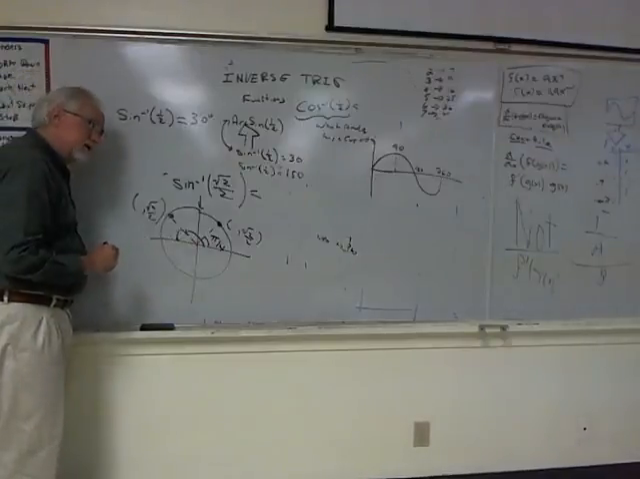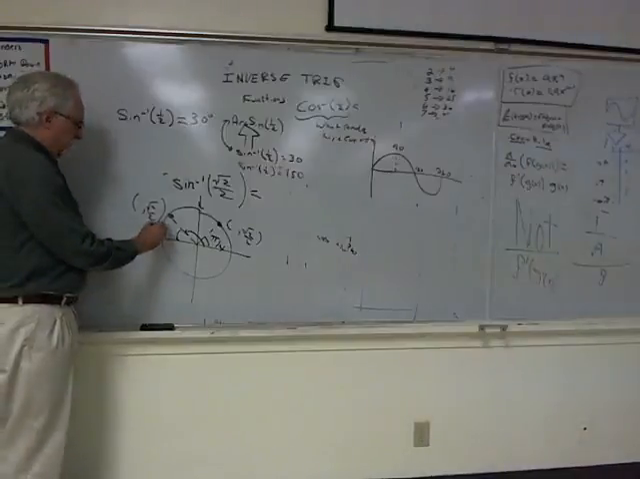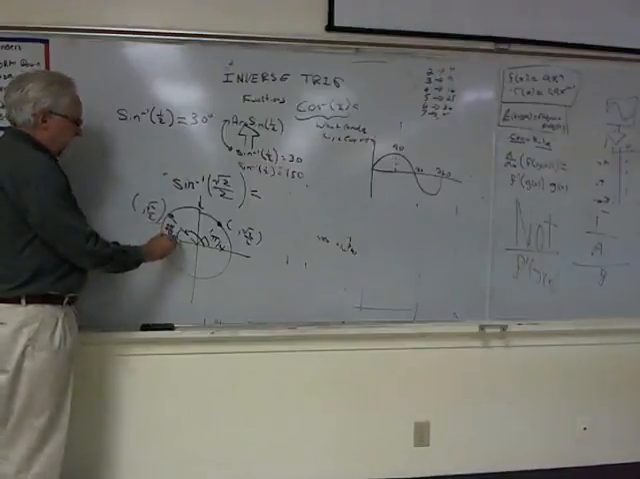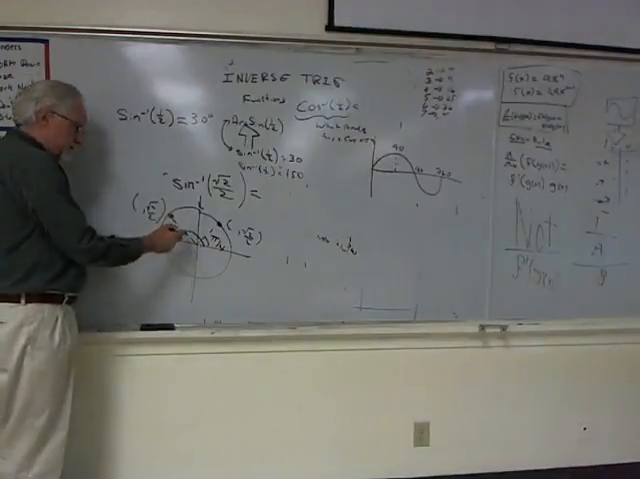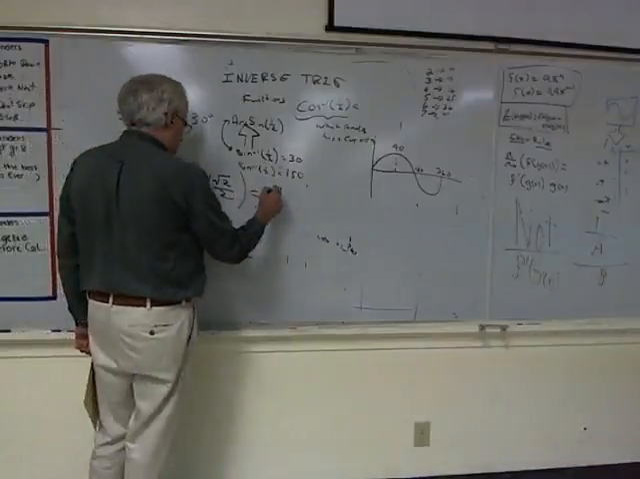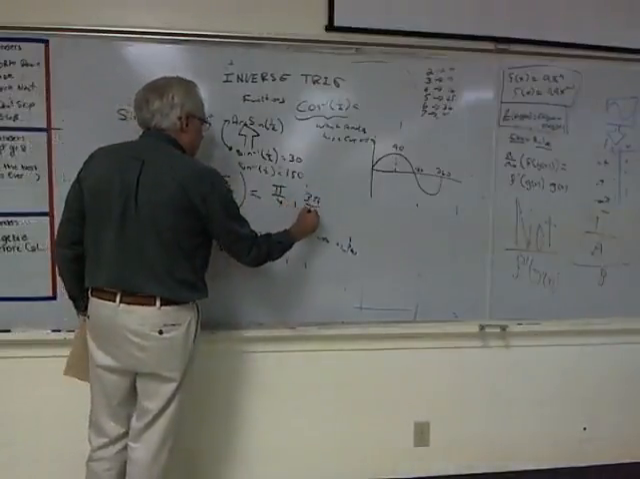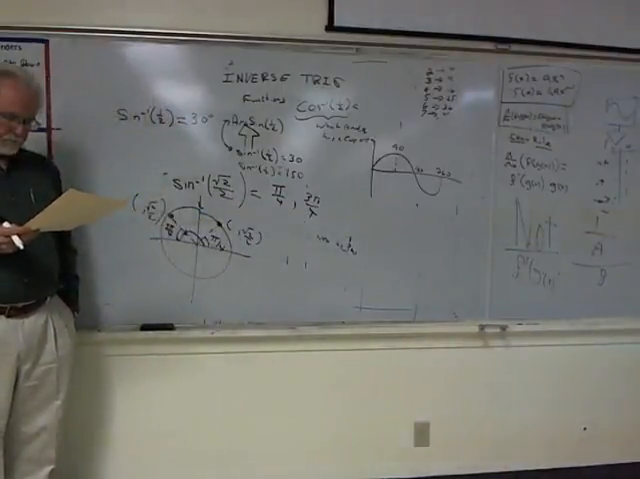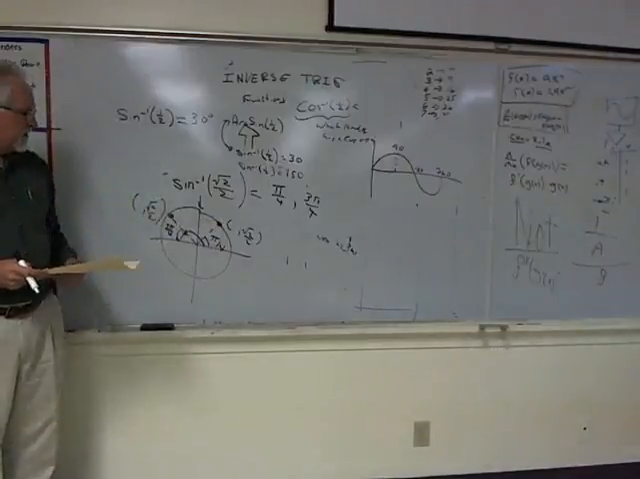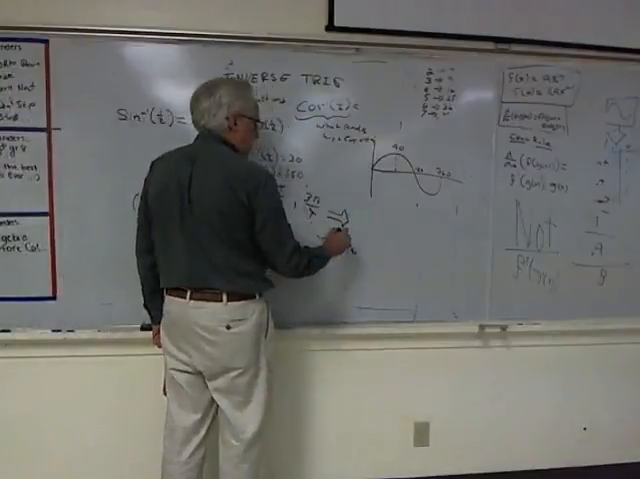If this is 1/2, how many values have a sine of 1/2? 2. And this one would be what? 30. And this one would be what? 150, 30 from 180. So do you see, this and this both tell you that there is more than one solution.